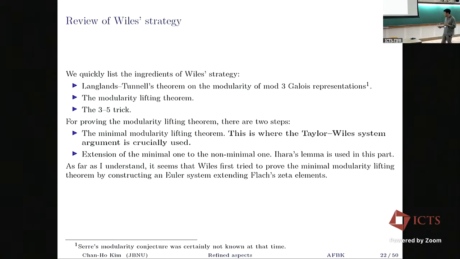So let's review the Wiles strategy. First, start with the modularity of Galois representations. Ramanujan's tunnel theorem, Serre's conjecture was not known at the time, of course. Then the modularity lifting theorem and the 3-5 trick. In the modularity lifting theorem, there are two steps, the minimal one and the extension to the non-minimal one. The minimal one is where the Taylor-Wiles system argument is crucially used. My guess is that Wiles first tried to get this minimal modularity lifting theorem by constructing an Euler system extending Flach's elements.